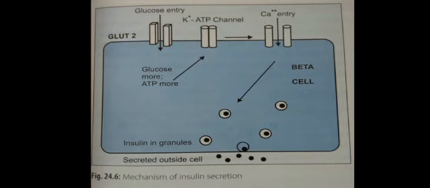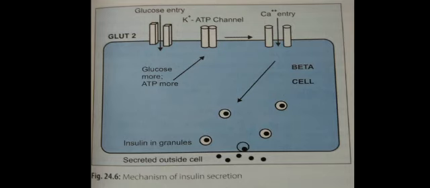Now what this ATP does is, it inhibits K plus efflux. Can you see a channel there on the membrane? So this ATP released is inhibiting K plus efflux. Now what happens when ATP inhibits K plus efflux is, it causes the depolarization of the cell. When K plus efflux is inhibited by ATP, the cell is depolarized.